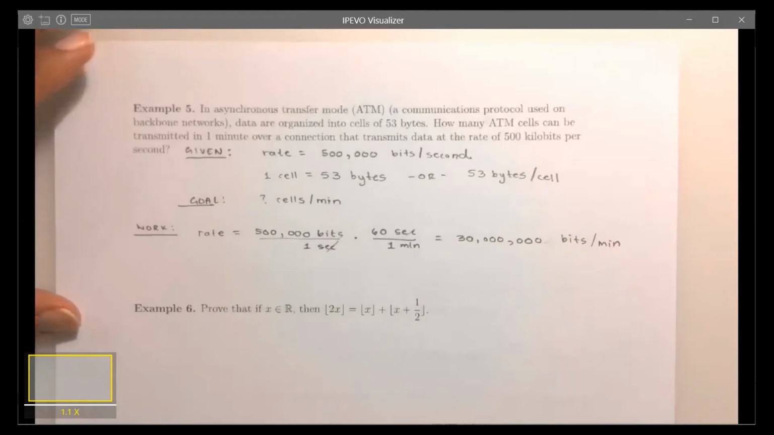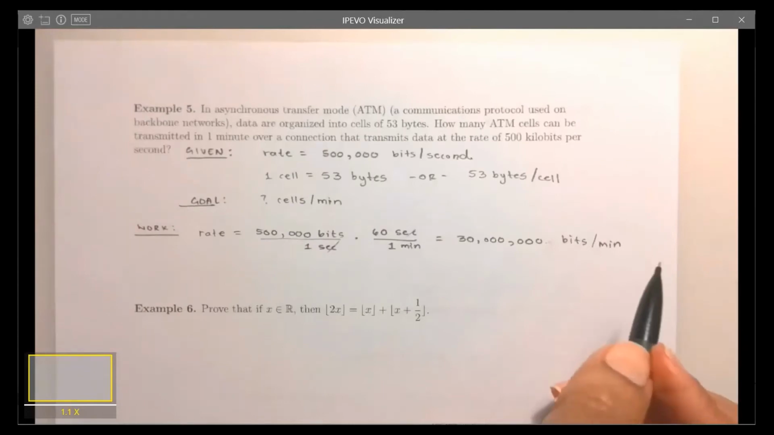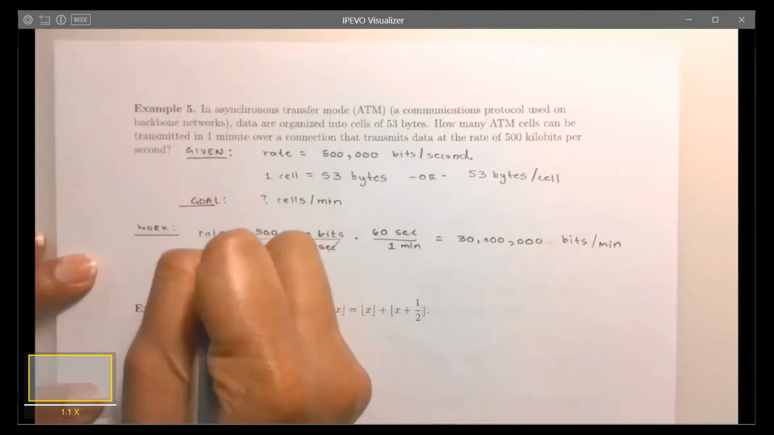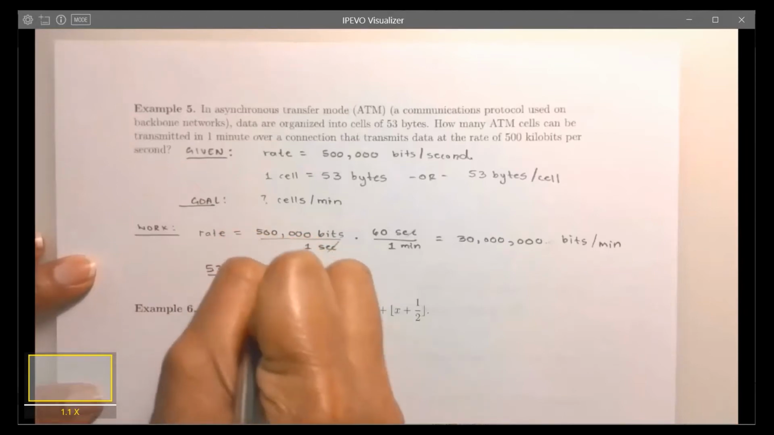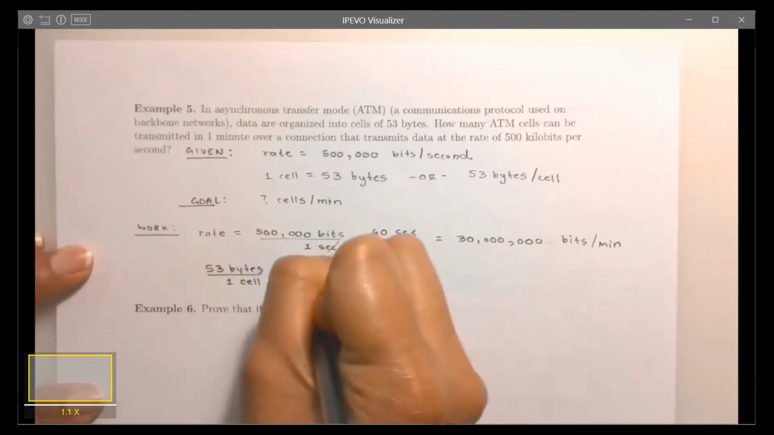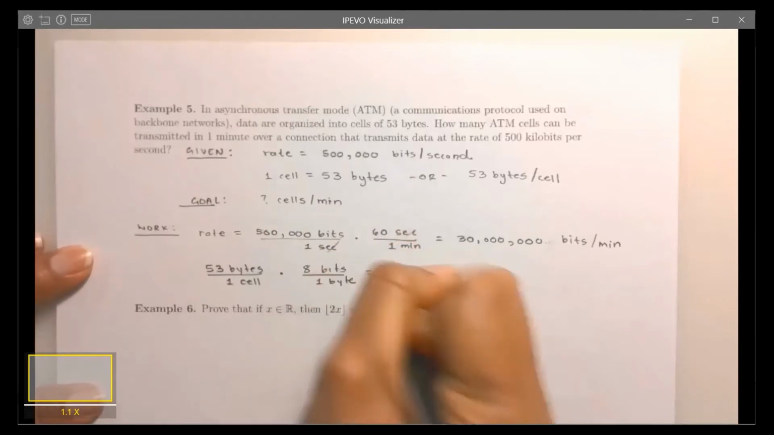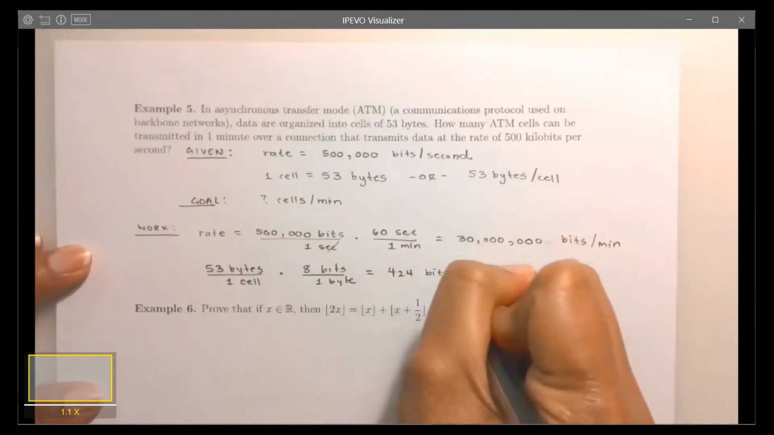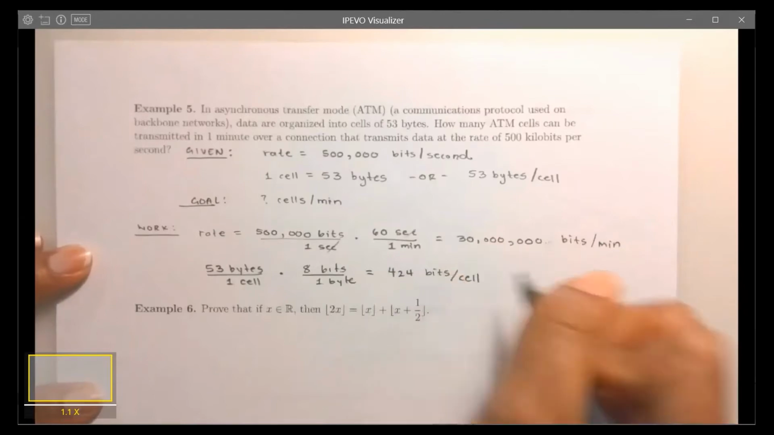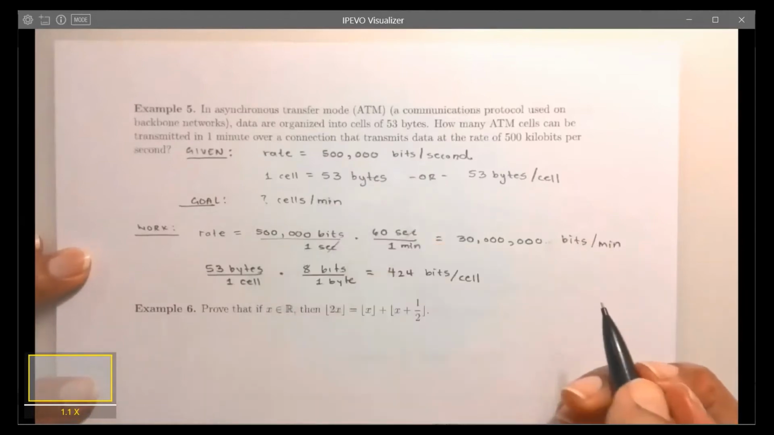And then what? Well, then we want to find out, instead of having bytes per cell, how many bits per cell. So that means I have 53 bytes per 1 cell, multiplied by 8 bits for every byte. In other words, we're going to end up with 424 bits per cell. All right, so now we have the units that are required in the goal: how many cells per minute.